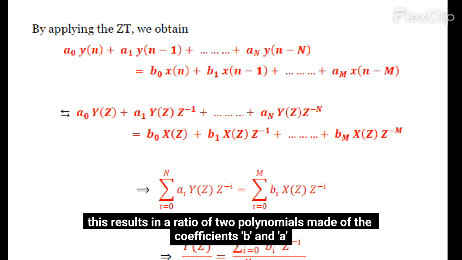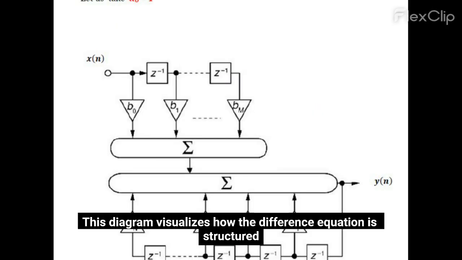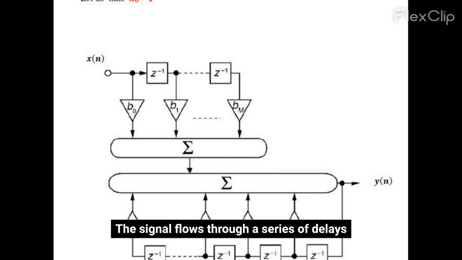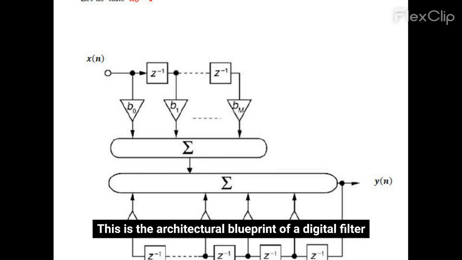As you can see, this results in a ratio of two polynomials made of the coefficients b and a. This diagram visualizes how the difference equation is structured. The signal flows through a series of delays, represented by z inverse, and is multiplied by coefficients before being summed together. This is the architectural blueprint of a digital filter.